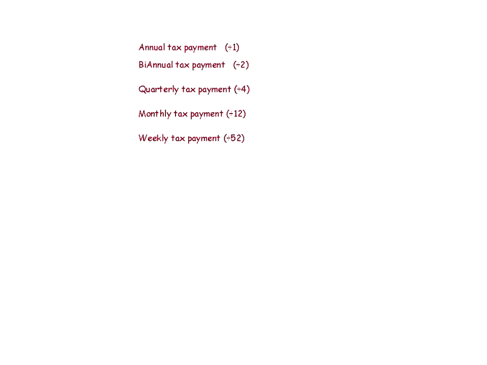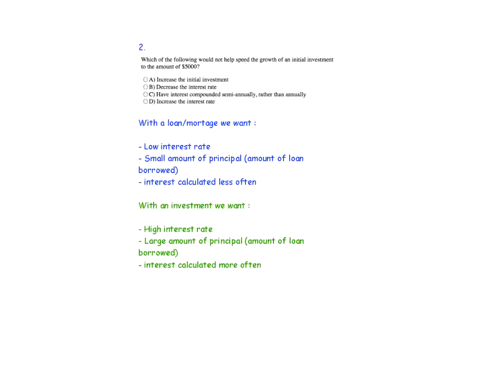Now, there are kind of different flavors of this same type of calculation. For instance, if you had a biannual tax payment, that would be dividing by 2. Twice a year you're paying taxes. Quarterly tax payment, 4 times a year, so we divide by 4. Monthly by 12, and again, weekly is dividing by 52. All right, so let's go on to the next question.